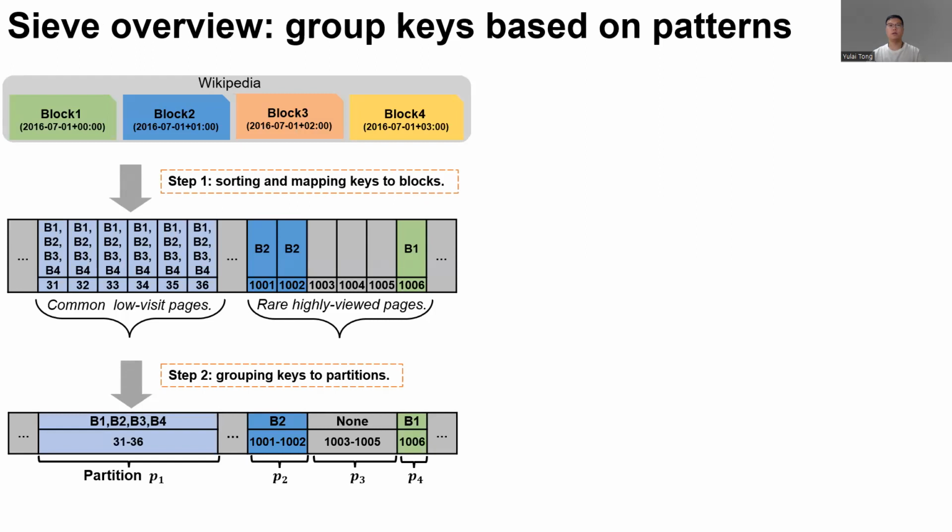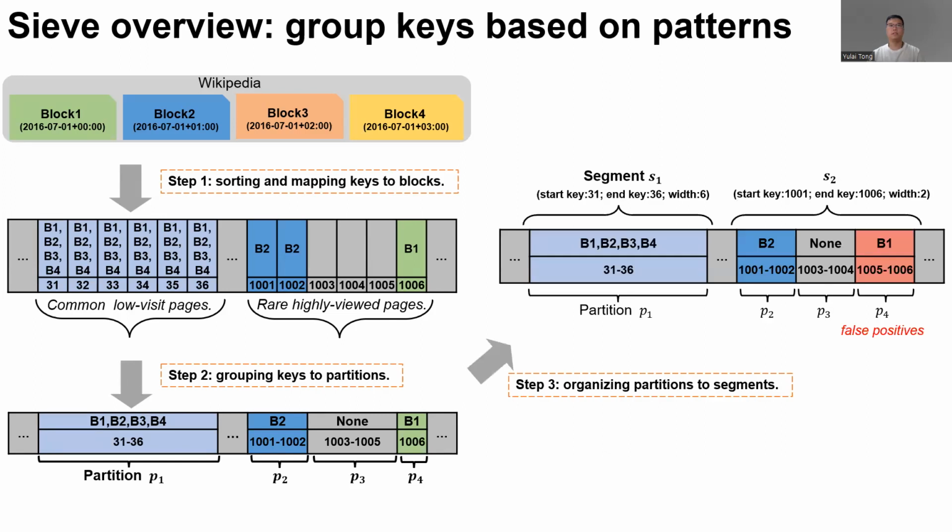The second step is partitioning. SAVE groups contiguous keys mapped to the same blocks into a single partition. As shown, keys 31 to 36 exist in the same block set and are grouped into a broad partition P1. However, keys 1001 to 1006 tend to appear in different blocks, and thus are organized into multiple narrow partitions. By storing information about a partition rather than individual keys, the storage space is saved.